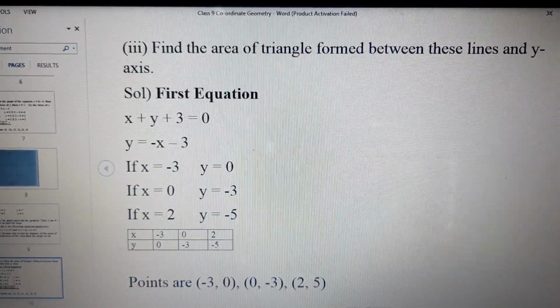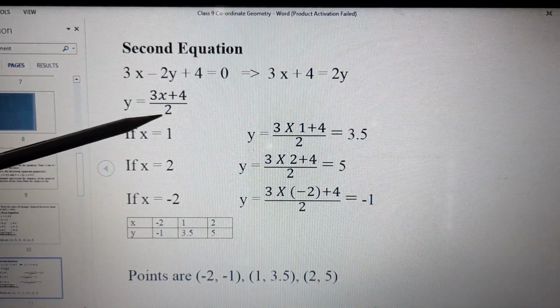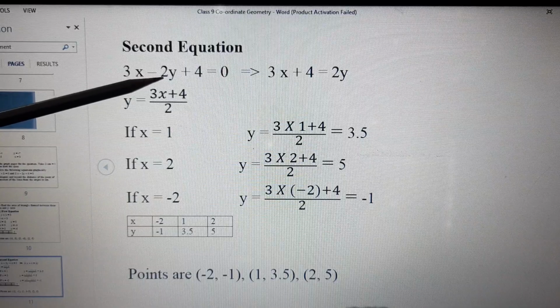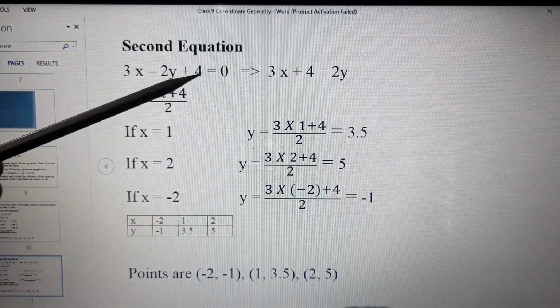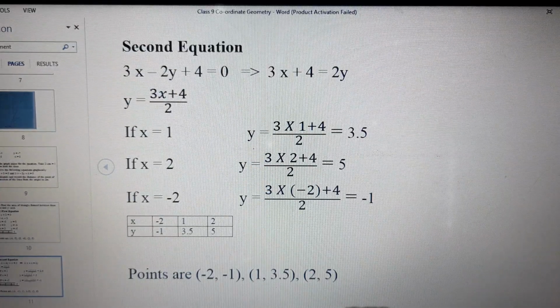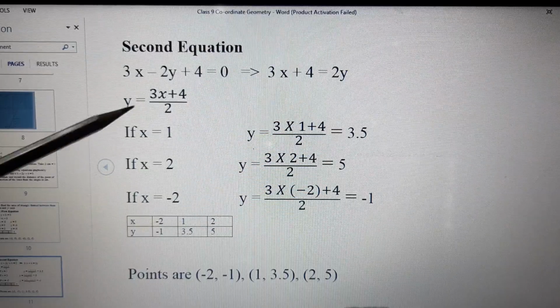You will do the same thing for the second equation also. I was talking about it like this. We can transfer minus 2y to the right hand side. It is 3x plus 4 is equal to 2y, or 3x plus 4 divided by 2 becomes y.